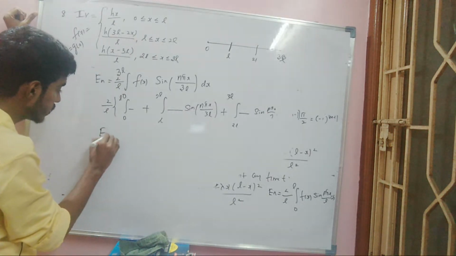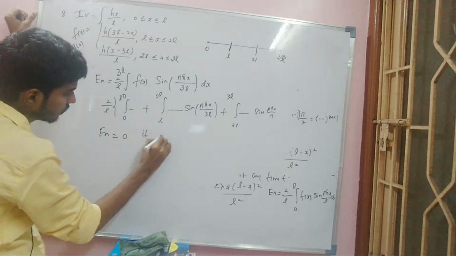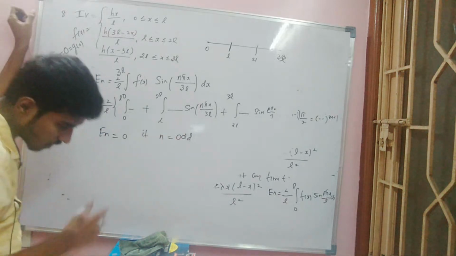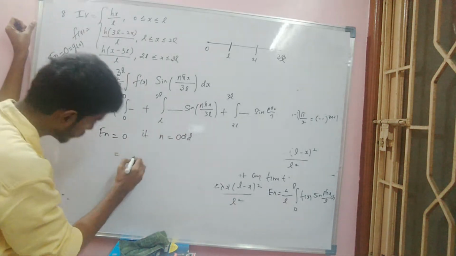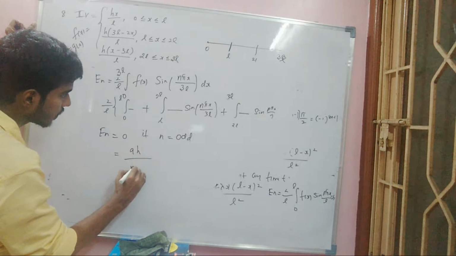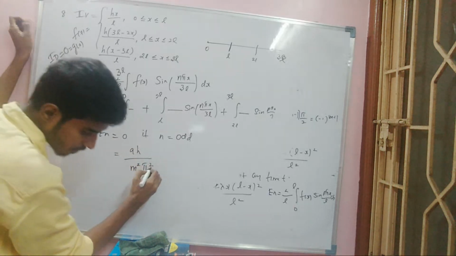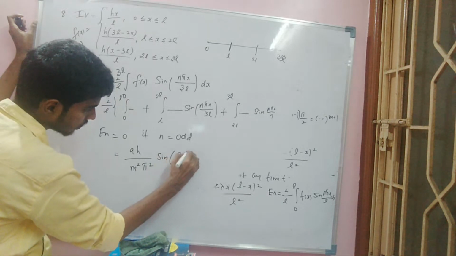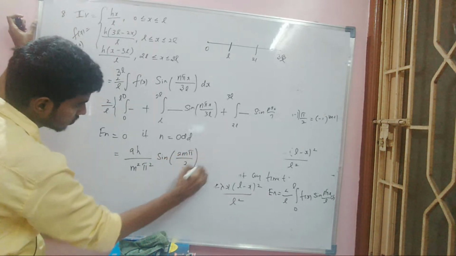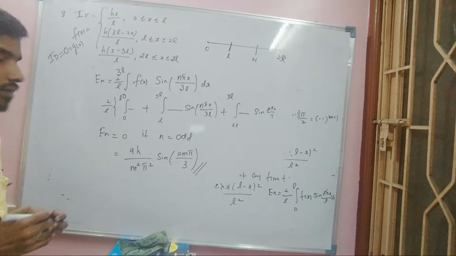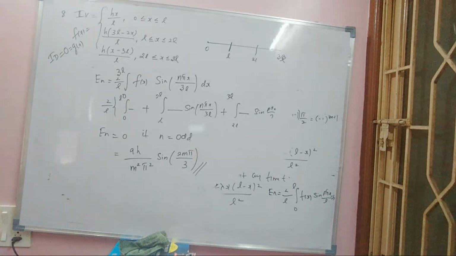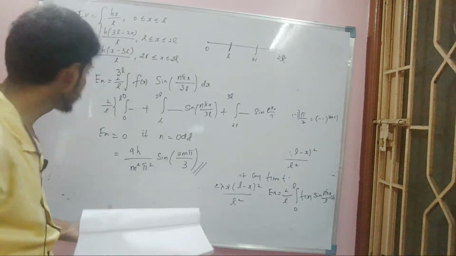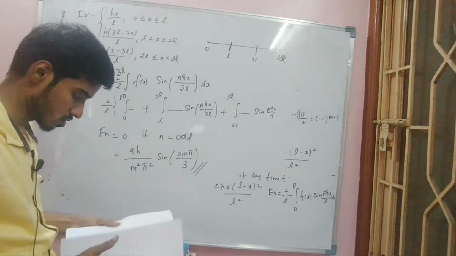So En is equal to 0 if n is odd. When n is even, you will have 9h by m square pi square times sin 2m pi by 3. This is the answer for En. Now you can substitute this En in y of x comma t to get the required displacement function, right? So that's it.